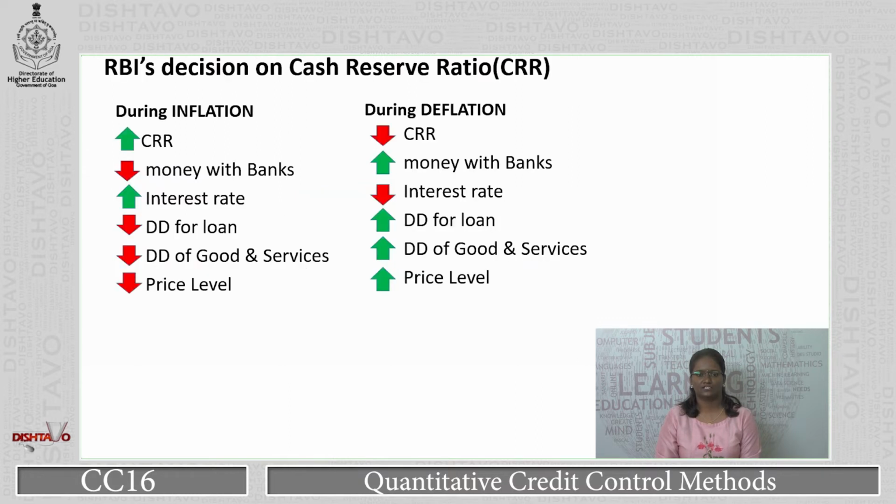The CRR decision depends on the economic situations, that is inflation and deflation. During inflation, RBI will increase the CRR rate so that money supply in the economy can be curbed. Automatically, money with the banks will be reduced, which will result in an increase in interest rate by the banks. Therefore, the demand for loans with the banks will reduce, and as a result, demand for goods and services in the economy will fall, which will bring down the price level.